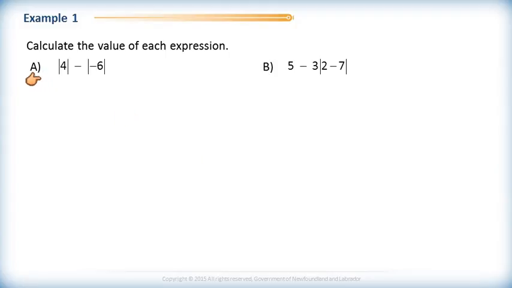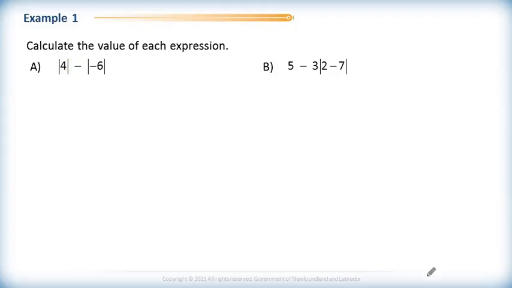So following those steps, let's take a look at this first calculation. The absolute value of 4, subtract the absolute value of -6. Take your absolute value symbols in pairs. So this pair encloses this number. This pair encloses this number. The subtraction is not inside any absolute value signs.